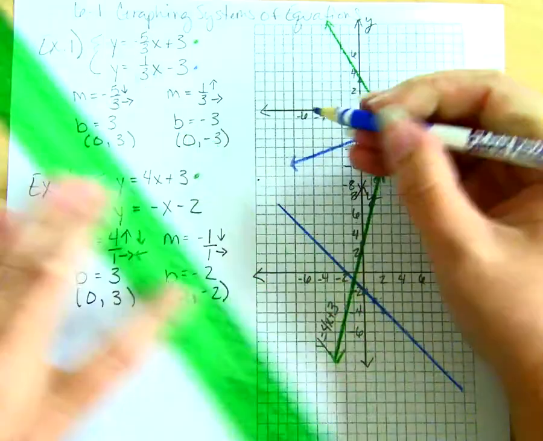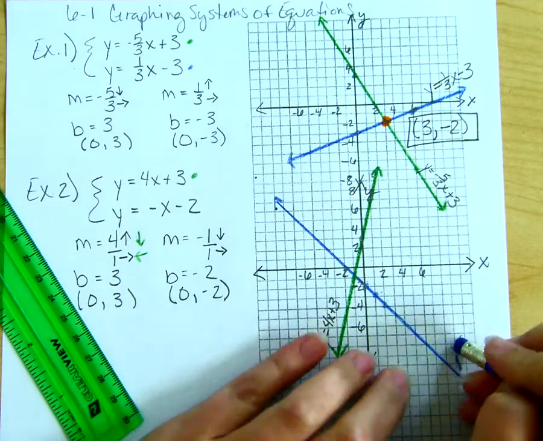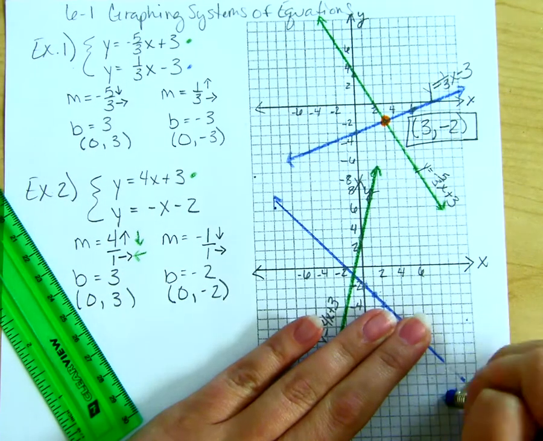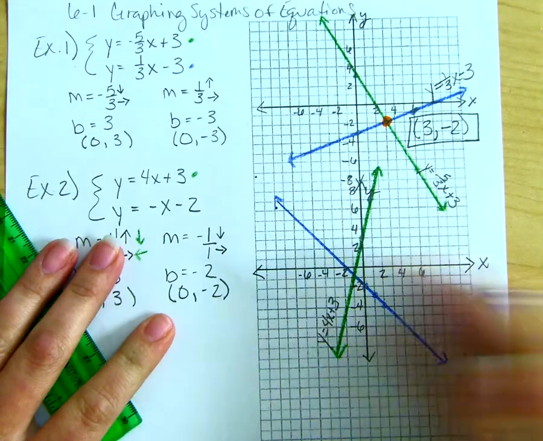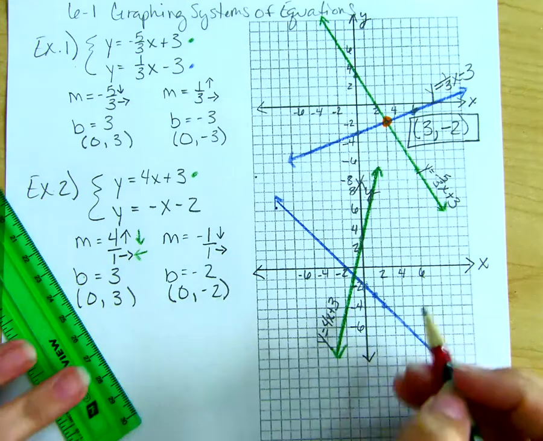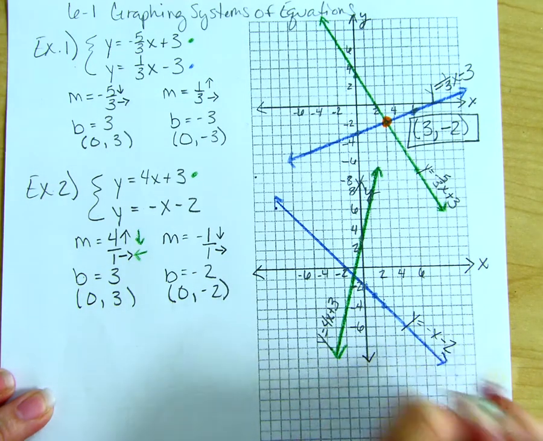And again, make sure it extends all the way to the end of my graph. Oops, that went a little too low. That's what I did up there, I made it a little too long. Okay, I'm going to write the equation on this one. Y equals -x minus 2.